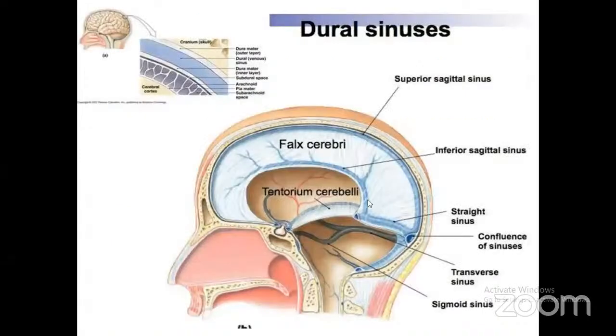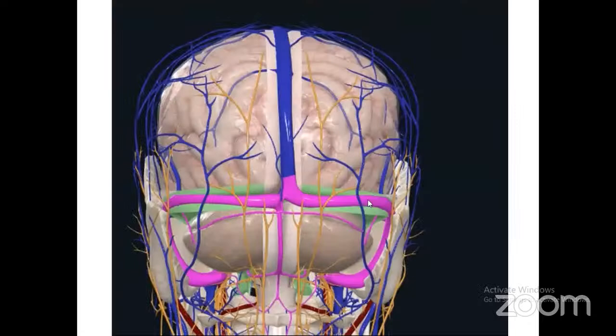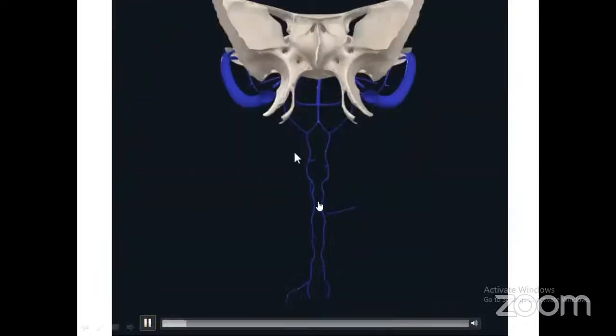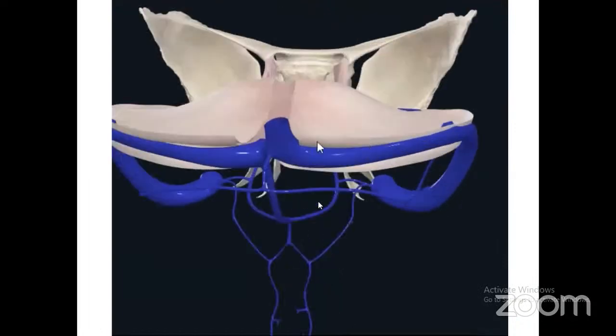So you can see the sigmoid sinus tributaries, as it is related to the mastoid emissary vein, condylar emissary vein, which surrounds the occipital condyles, cerebellar veins, and labyrinthine veins, because it is draining the internal ear. The internal ear is also called the labyrinth, so labyrinthine veins there. So let us try to see here. You can see the transverse sinus. The right transverse sinus is a continuation of the superior sagittal sinus. Left is a continuation of the straight sinus.